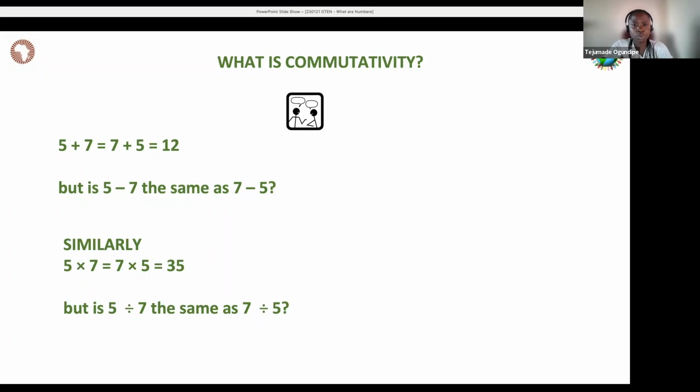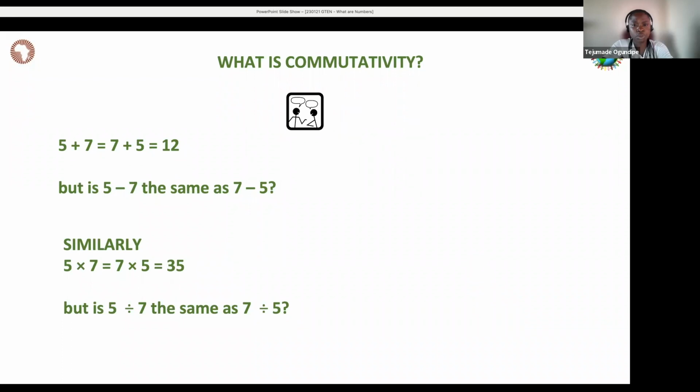Now, when we have 5 plus 7 and 7 plus 5 being the same thing, giving us 12, it shows that addition is commutative. So why is subtraction not? Because 5 minus 7 gives you minus 2, while 7 minus 5 gives you 2.